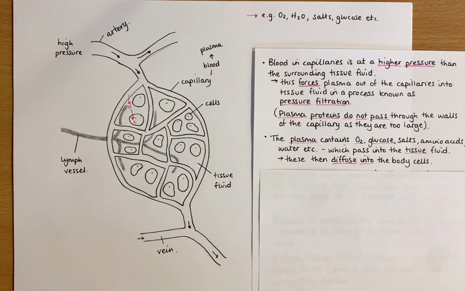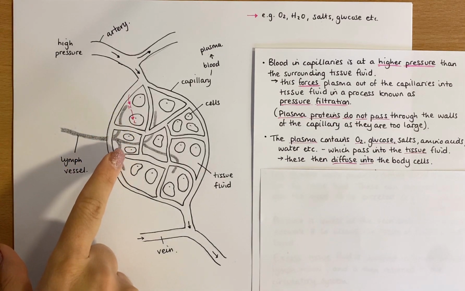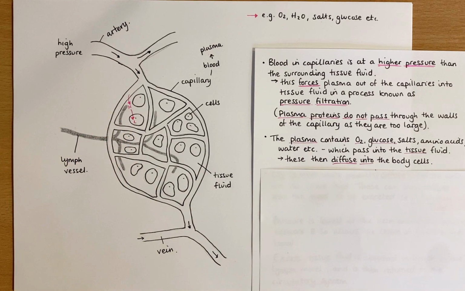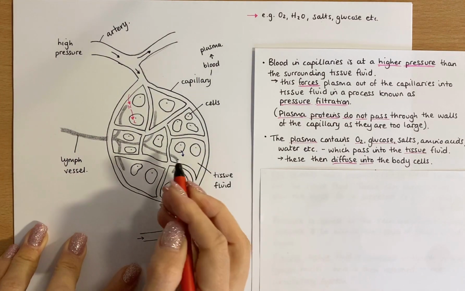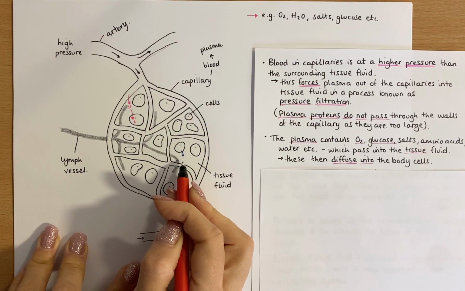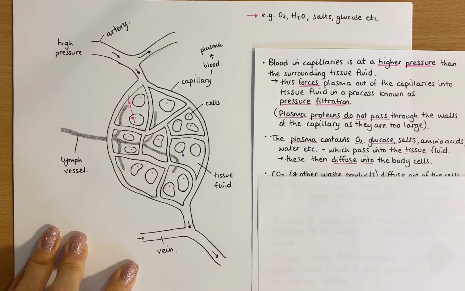Now, on the opposite side of things, if you think about respiration, respiration will require glucose and oxygen, which will get pulled into the cell by diffusion, but it will also produce some substances that the cells want to get rid of. So the cells would get rid of things like carbon dioxide and other wastes, and they would diffuse out of the cells and into the tissue fluid. Okay, and that's what happens here.